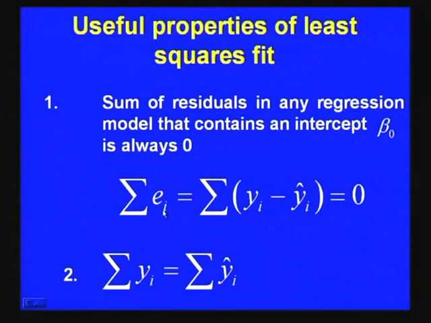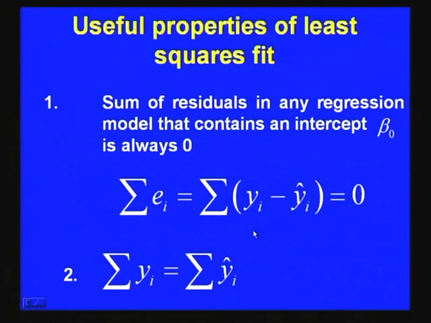So, the summation ei is equal to 0, and the second property says that the sum of the observed values is equal to the sum of the fitted values yi hat. This second property is a consequence of the first property; it is obtained from this one only.